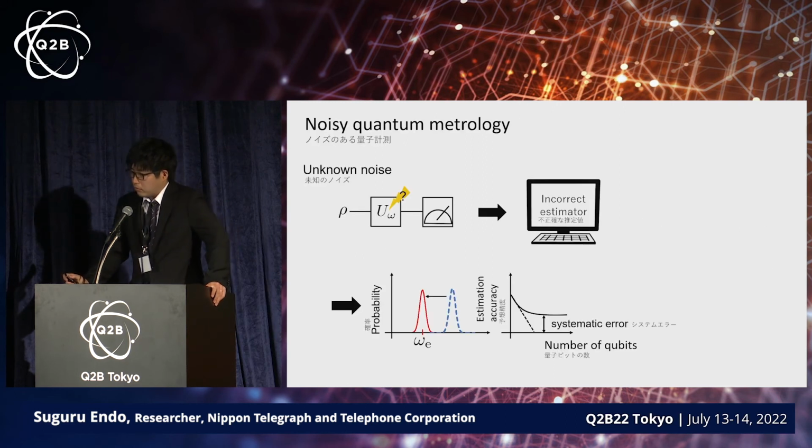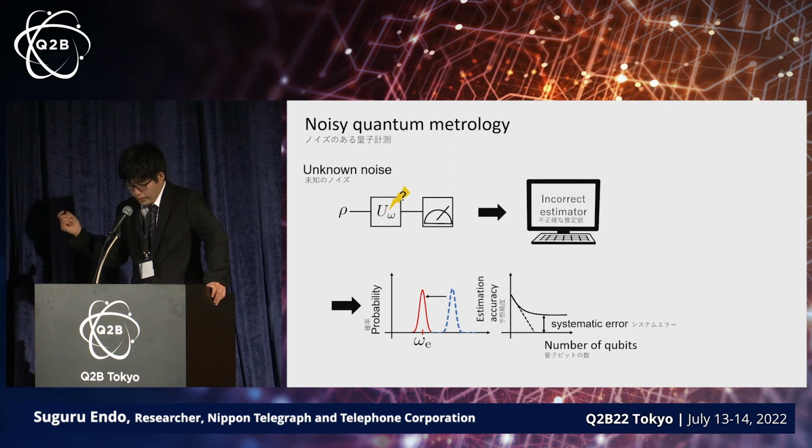But how to say, quantum sensing seems really a promising technology for enhancing the sensing, and seems very useful. But if in the presence of the unknown noise, we perform the kind of incorrect estimate of the parameter, and this leads to the systematic errors, which is similar to the error I explained in the beginning.